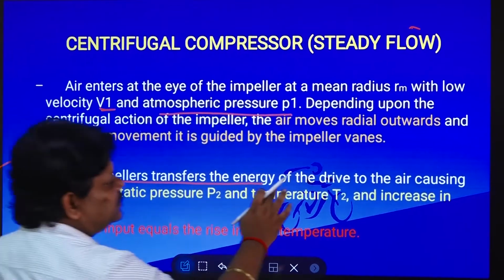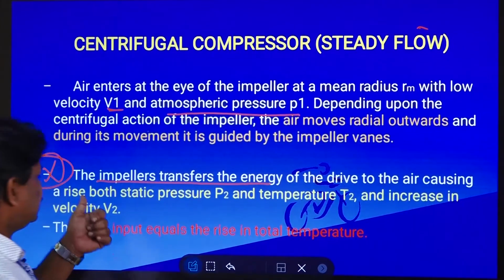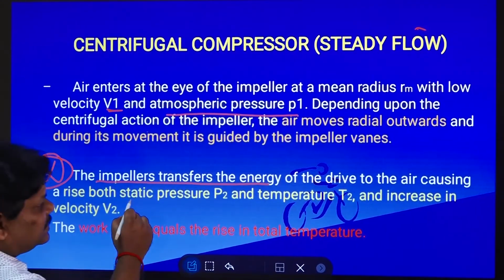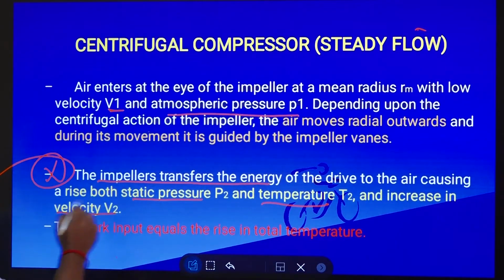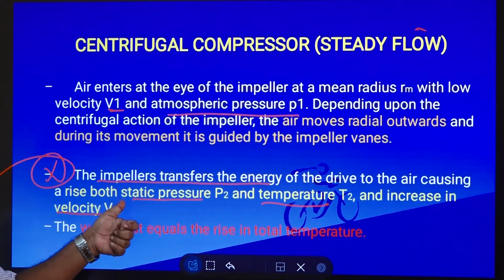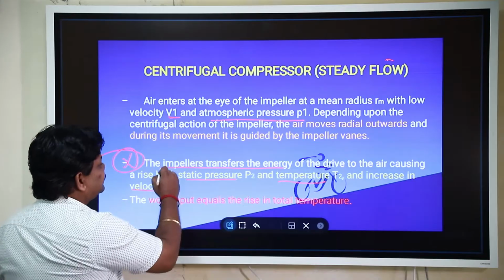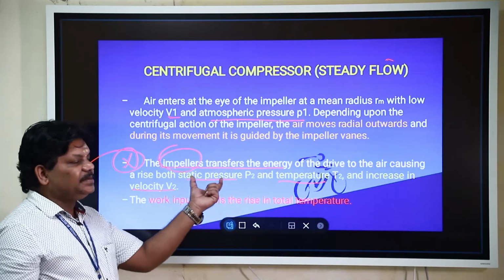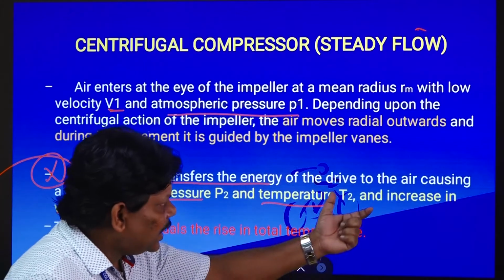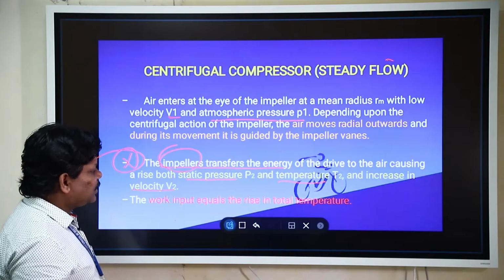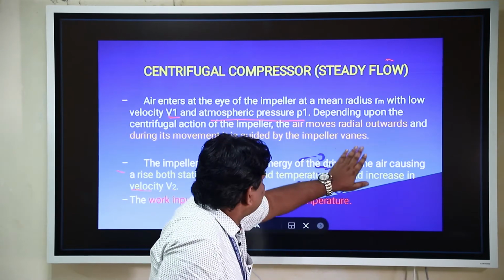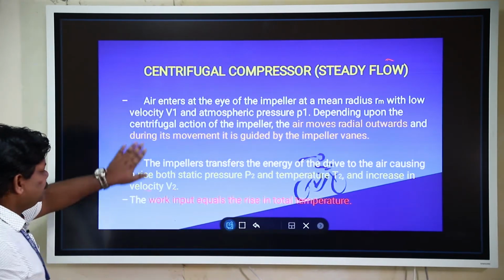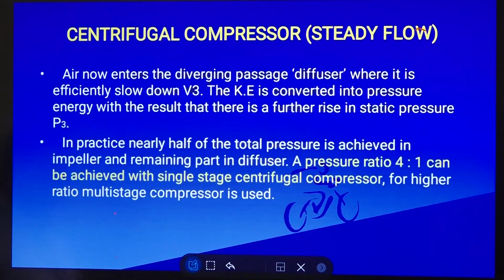The impellers transfer the energy of the drive to the air, causing a rise in both the static pressure and the temperature, and an increase in the velocity. So these are the three things which increase in case of centrifugal compressors because of the impeller: one is static pressure, the other is temperature, and then the velocity. So the work input equals the rise in the total temperature.